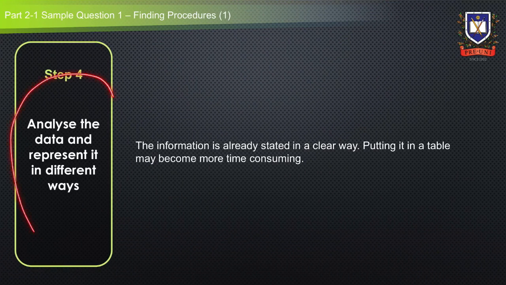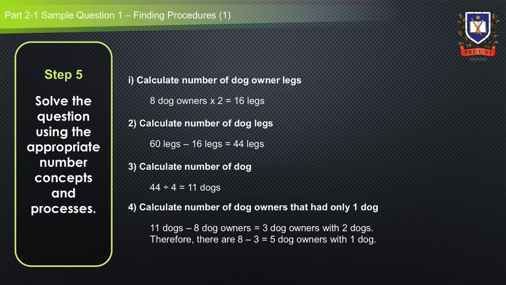Step 4 is to analyze the data and represent it in different ways. In this question, however, the data and information has already been presented in a clear way. It is now a matter of correctly using, representing and extending this data. If we put it in a table or any other sort of form, it may be more time-consuming and unhelpful for us to solve the question. And finally, step 5 is where we solve the question using the appropriate number concepts and processes. We have now found and identified a procedure in order to solve the question.